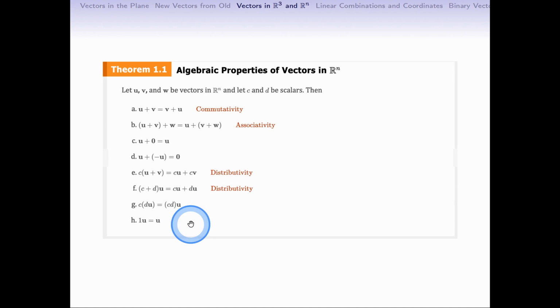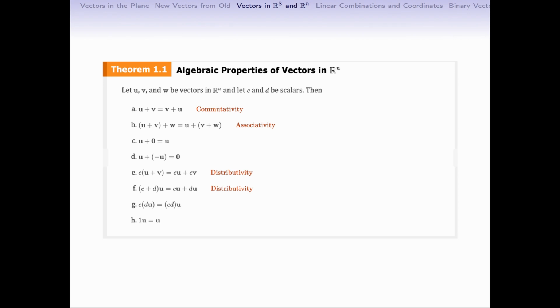And finally, property h is a simple property, but it's identifying the scalar 1 as special. It says anytime I take a vector u and I scale it by a factor of 1, that leaves the vector u unchanged. So amongst all the scalars, the scalar 1 has the special property of leaving the result unchanged. Scaling by anything other than 1 is going to change the vector, but scaling by 1 leaves the vector unchanged.